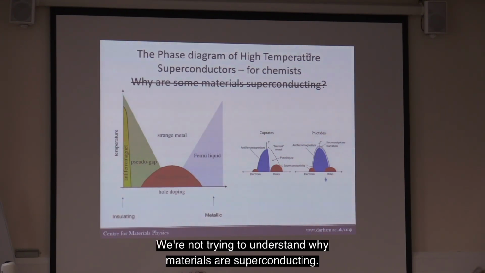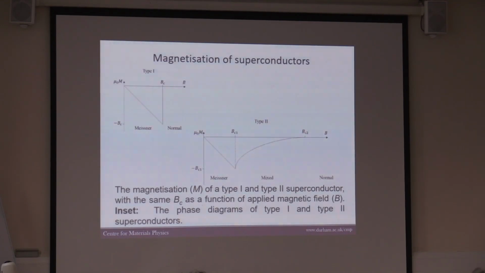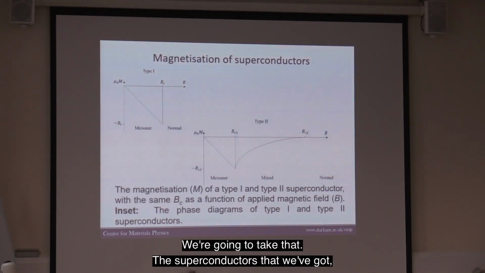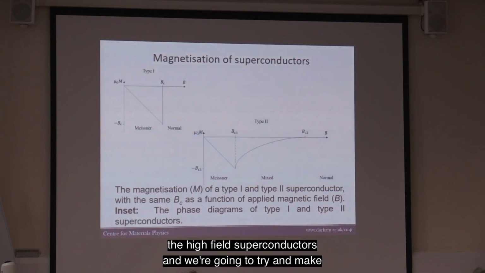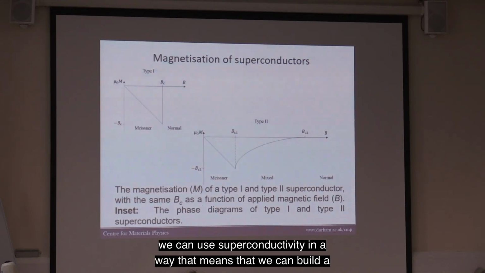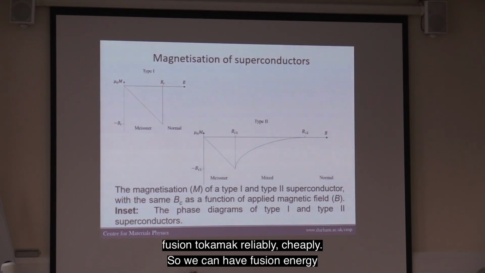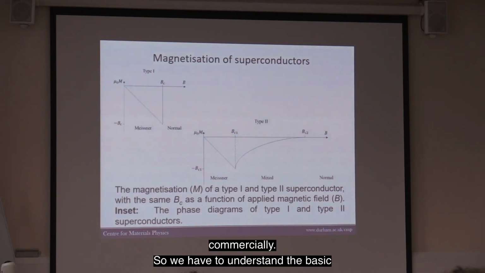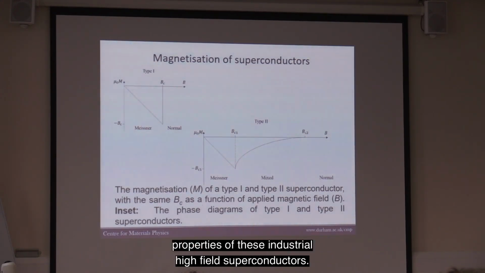We're not trying to understand why materials are superconducting. We're going to take the superconductors that we've got, the high field superconductors, and we're going to try and make them better for applications. We're going to try and make sure that we can use superconductivity in a way that means that we can build a fusion tokamak reliably, cheaply, so we can have fusion energy commercially. So we have to understand the basic properties of these industrial high field superconductors.